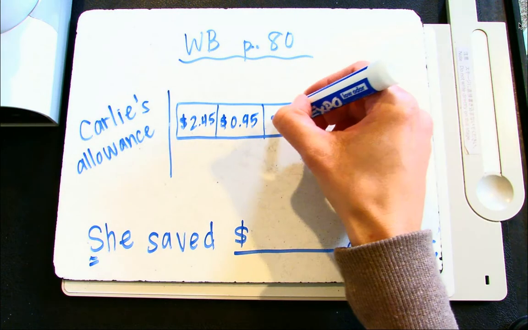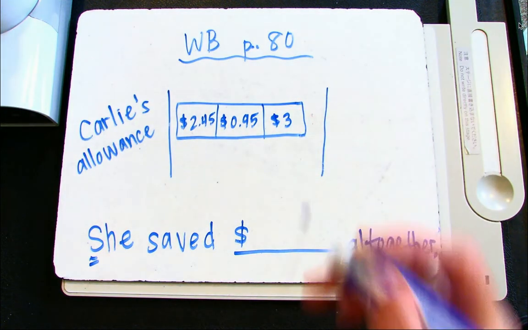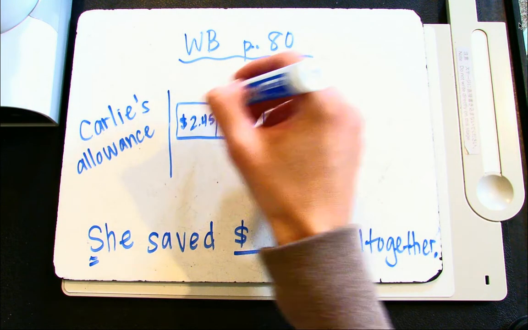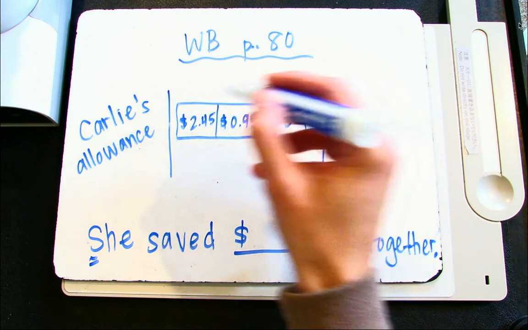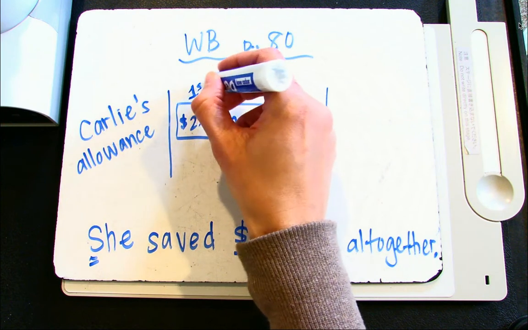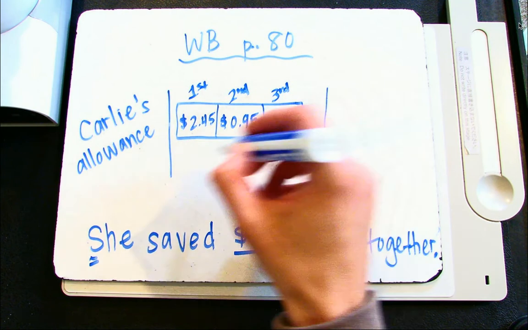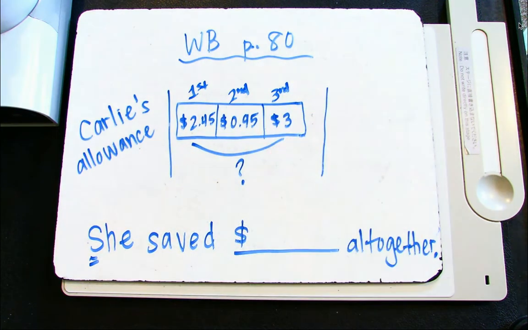And then in the third week, she saved all of her allowance. That means in the first week, she saved this much. This is the second week. This is the third week. You could even label it if you wanted. This would be the first week, second week, third week. And then our question mark is how much did she save all together?